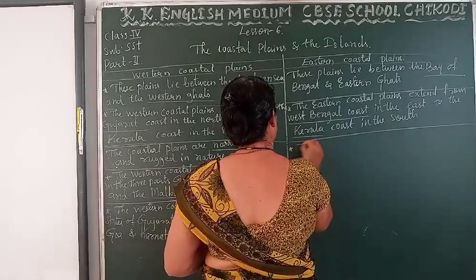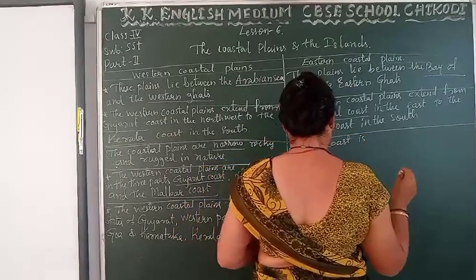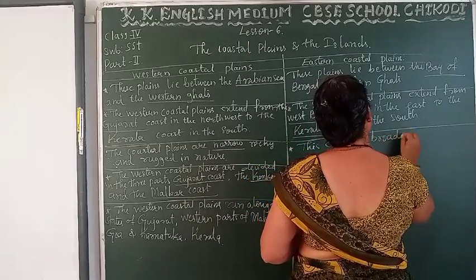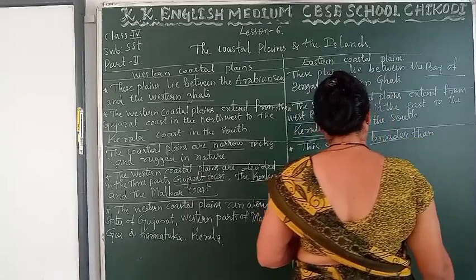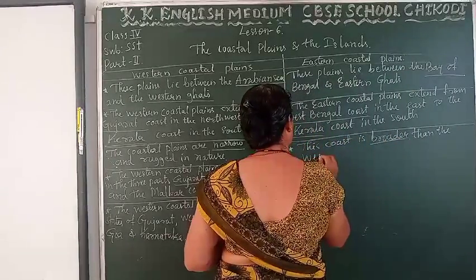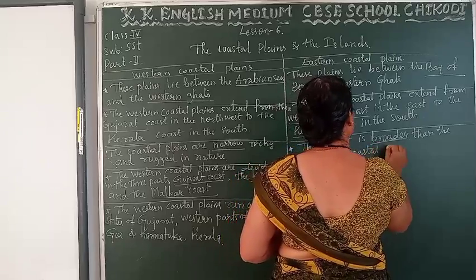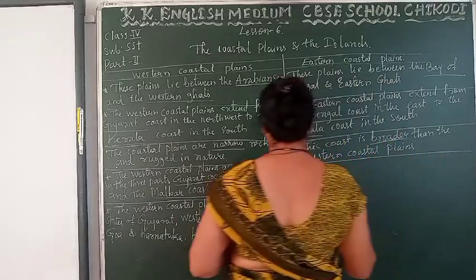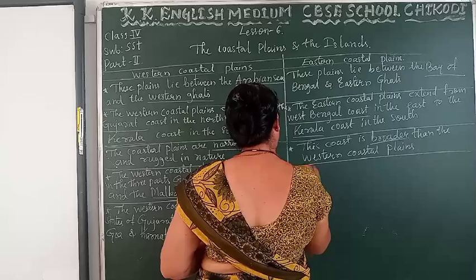this coast is broader than the western coastal plains. This is third point.